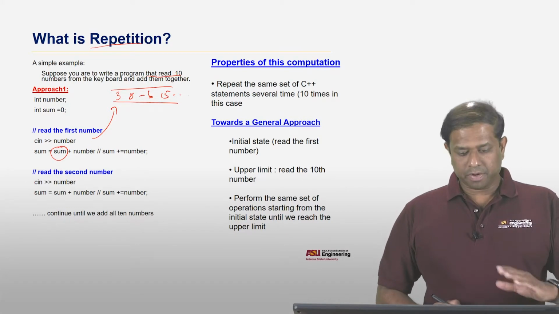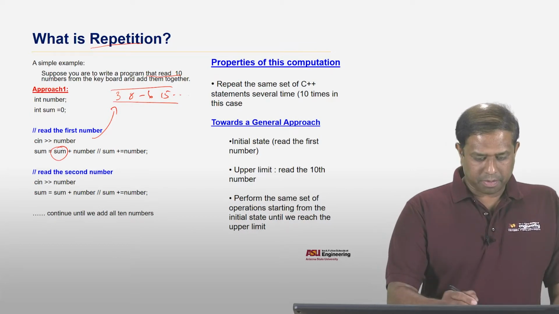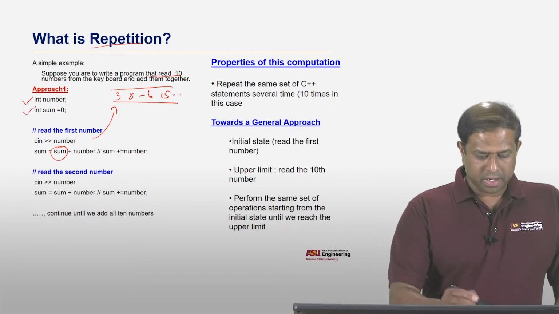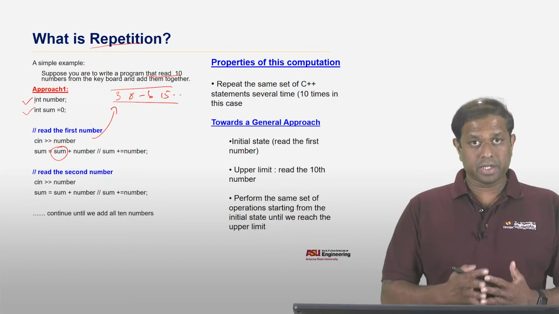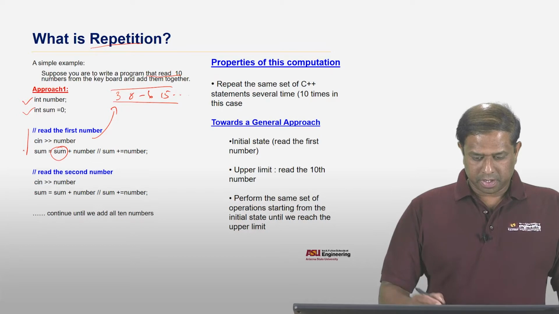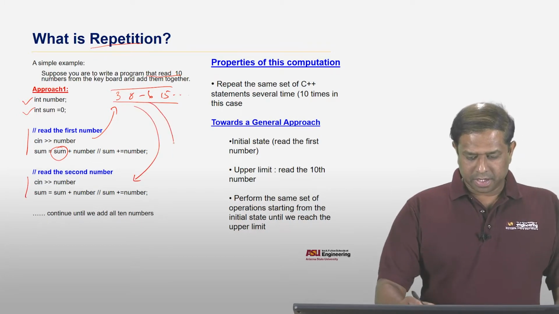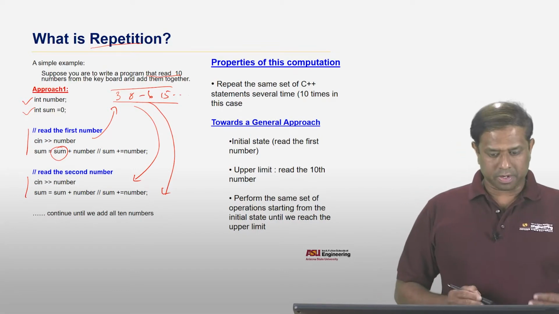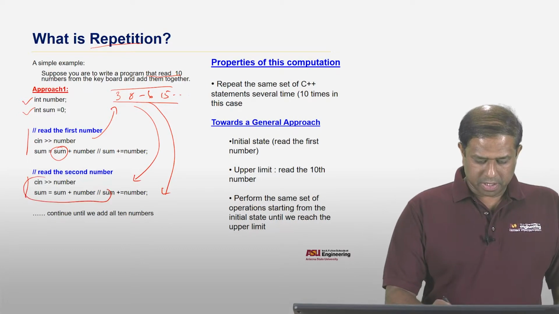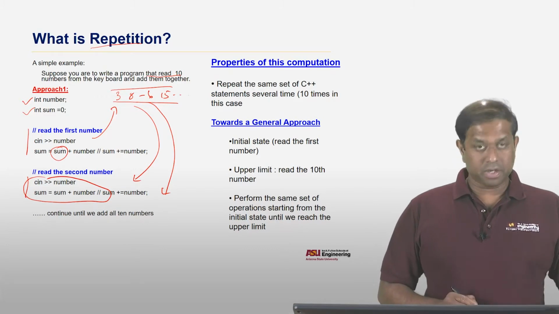In order to write a program like this, we can approach it along this line: we declare an integer variable to read from the keyboard, and another integer variable to store the total summation. Then we read the first number and add it to the sum, read the second number and add it to the sum, read the third number and add it to the sum, and so on. In this approach, we write these two statements 10 times to read a number from the keyboard and then add that number to the sum.